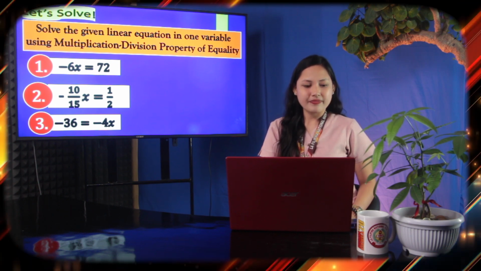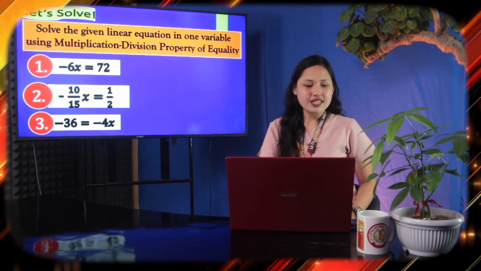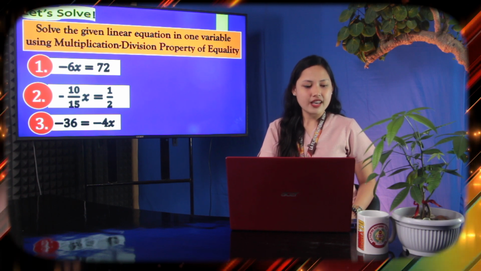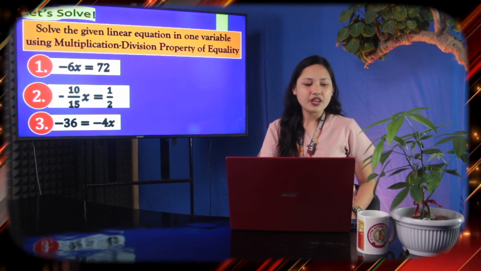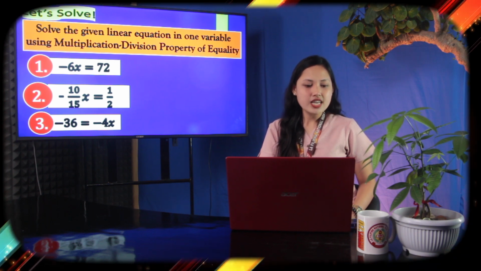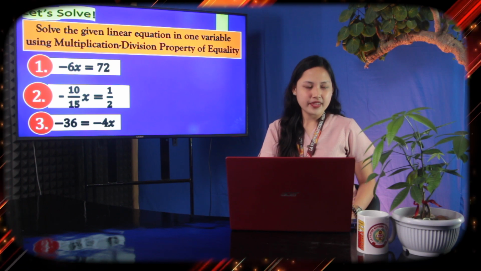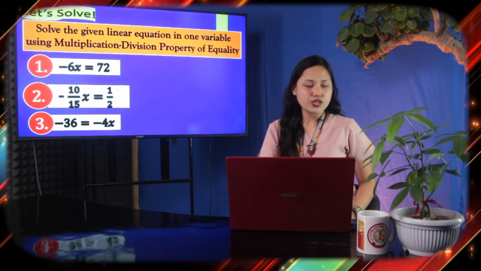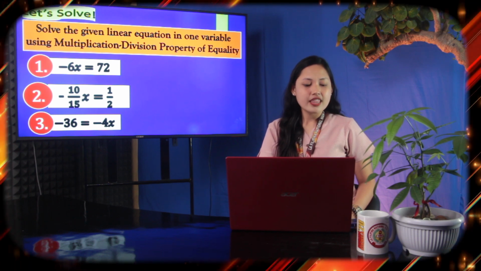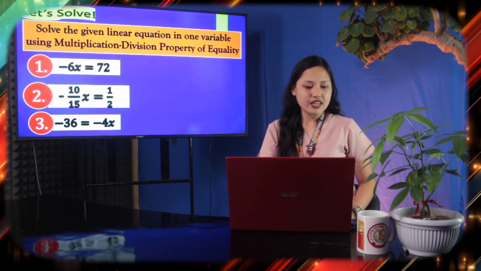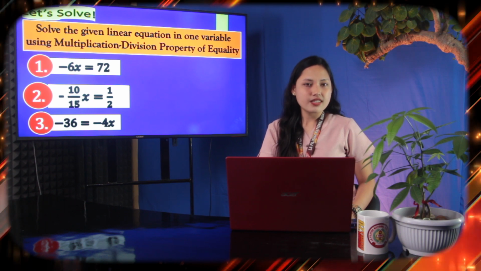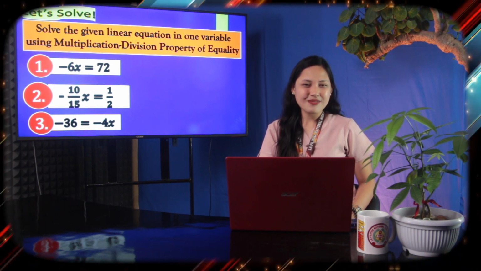For number 1, negative 6x equals 72. For number 2, negative 10x over 15 equals 1/2. And number 3, negative 36 equals negative 4x. Your time starts now.